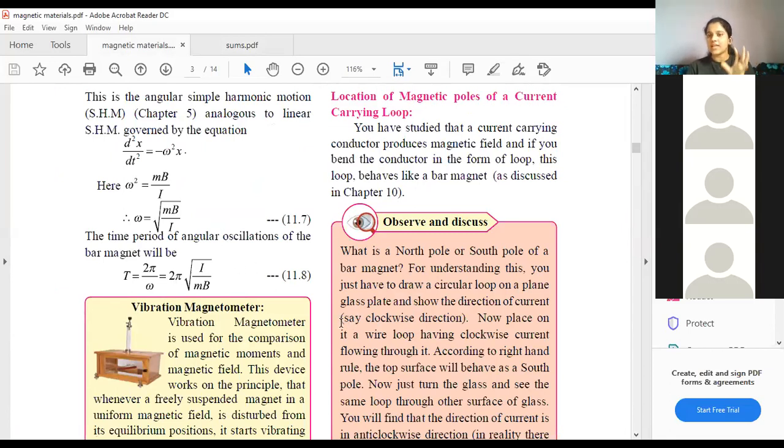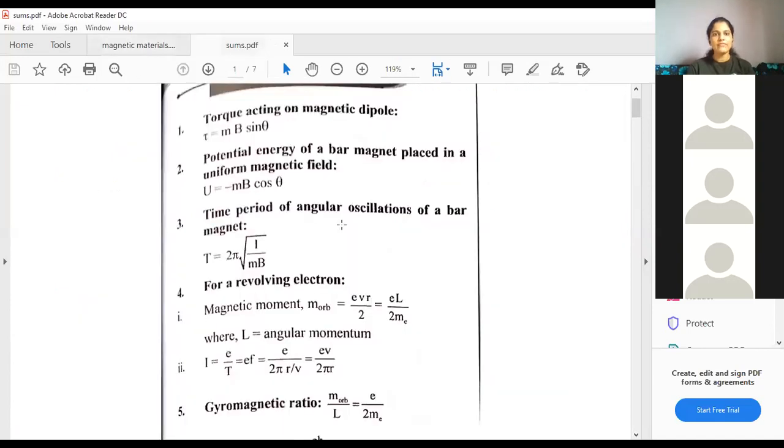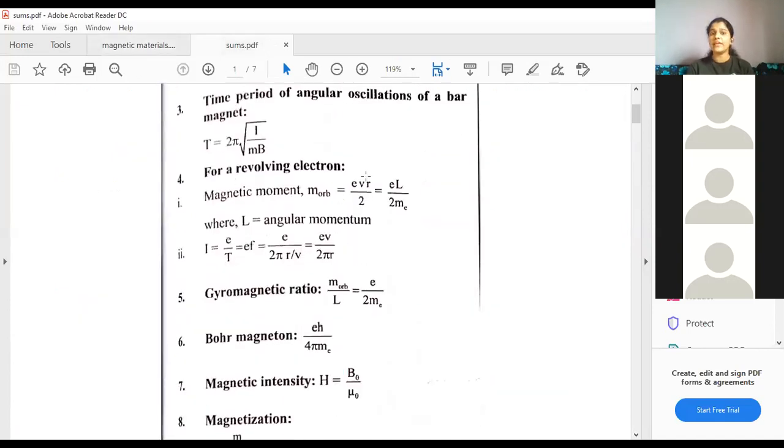Now students, in this time period equation, if you have to find the magnetic field, if you have to find B, you can just modify the formula. That T is equal to 2 pi under root I upon mB. So square on both sides, shift here and there, and write B equal to, if any numerical demands that. Okay, fine. Next, for the revolving electron.